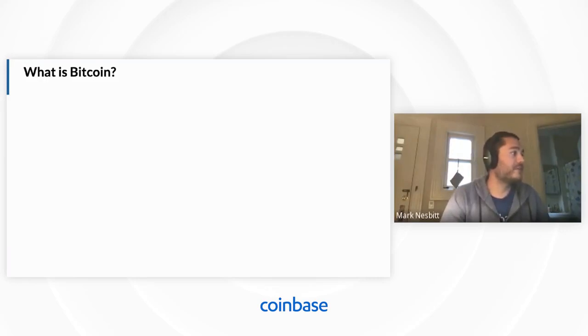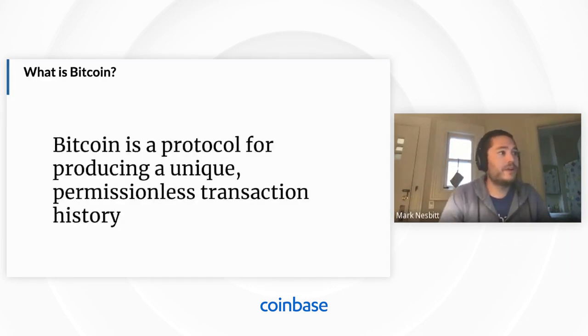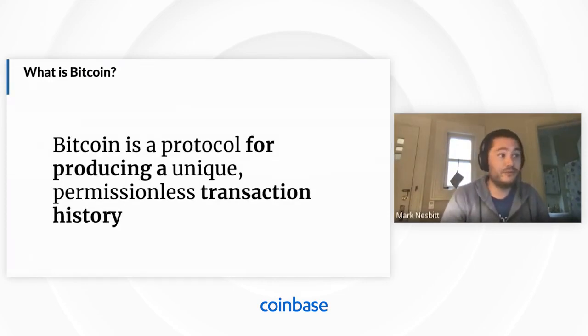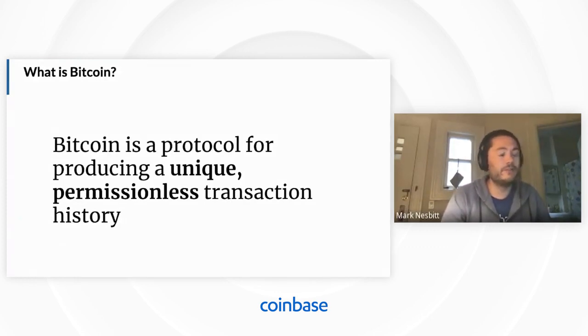So first, I'm going to provide a definition that answers this question, and then we'll spend the remainder of the time unpacking that definition. Bitcoin is a protocol for producing a unique permissionless transaction history. Let's break that down. Bitcoin is a protocol that produces a transaction history that is unique and permissionless.